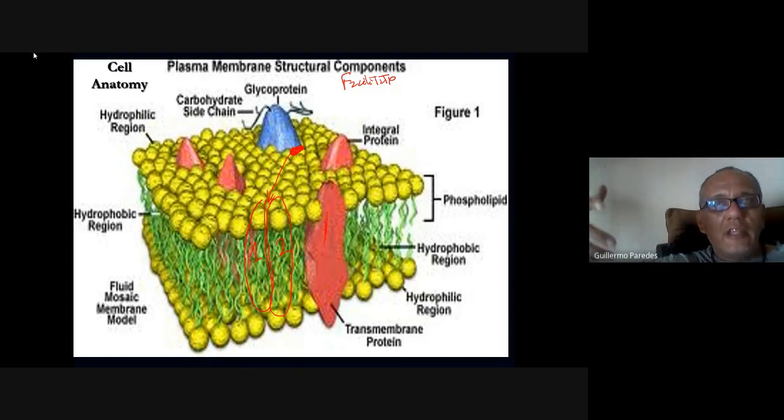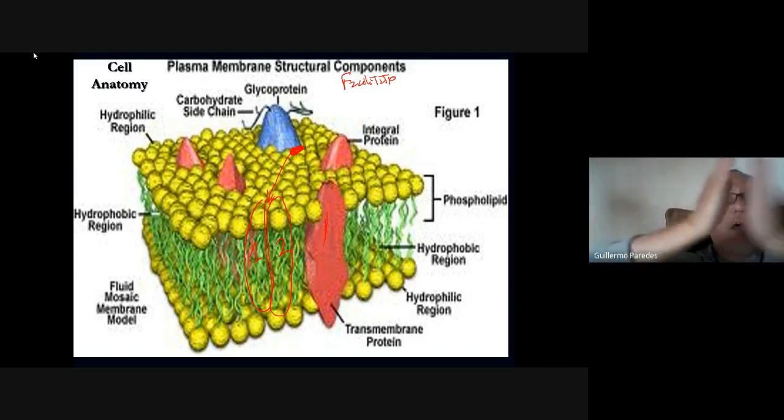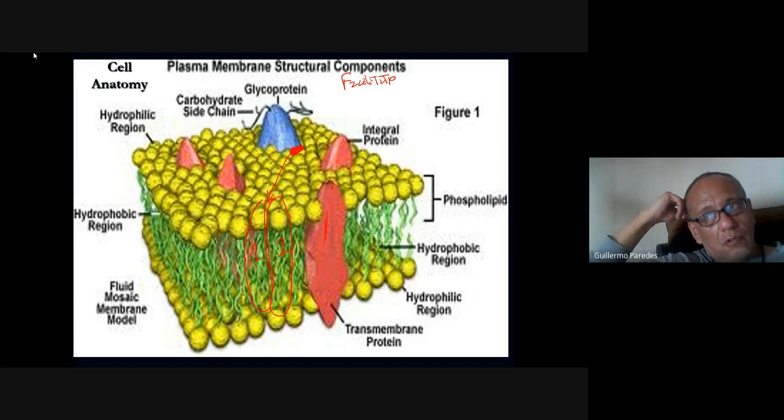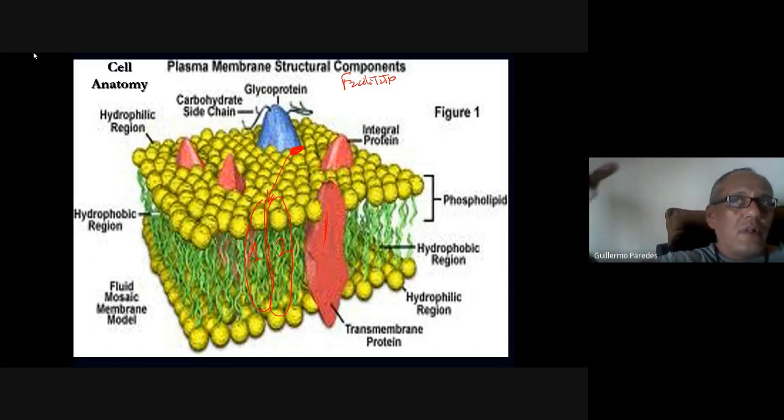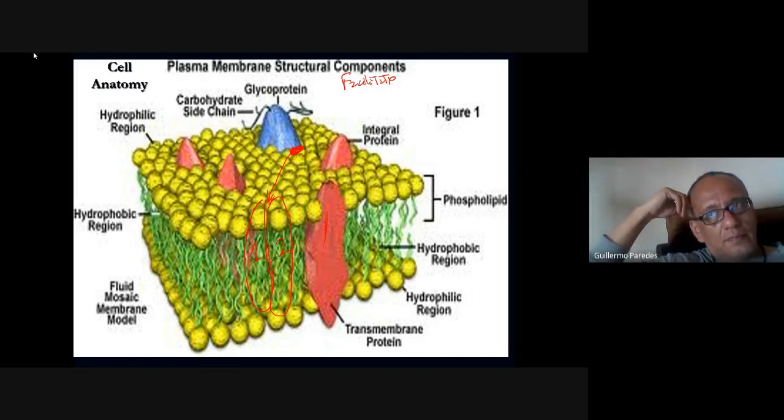What is going to enter like this is the monosaccharides. So please, the glucose, the fructose, the galactose are going to enter, and the monomers of the fatty acids are going to enter like this with facilitated diffusion. And the amino acids too. So what is the best example? If I ask you how the intestines are going to absorb the nutrients, they are going to be absorbed by facilitated diffusion. You okay with that?